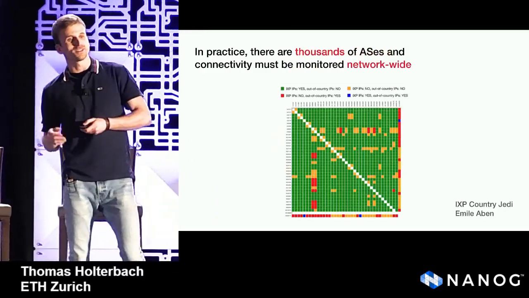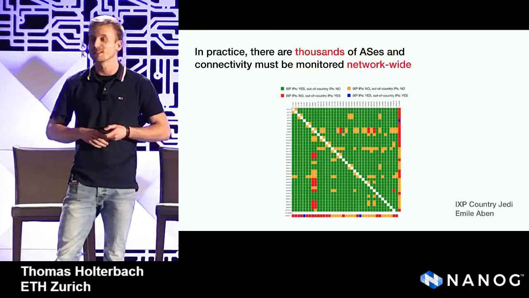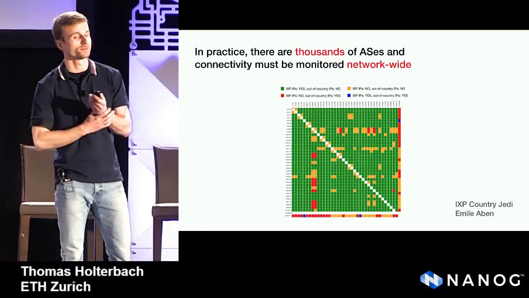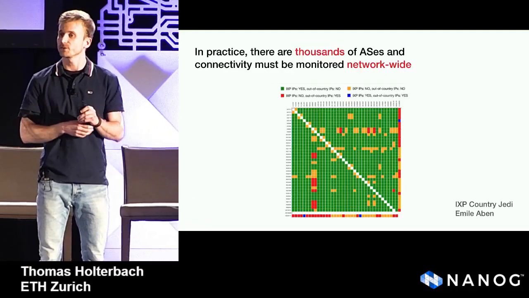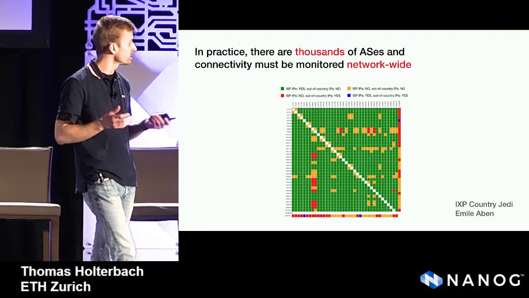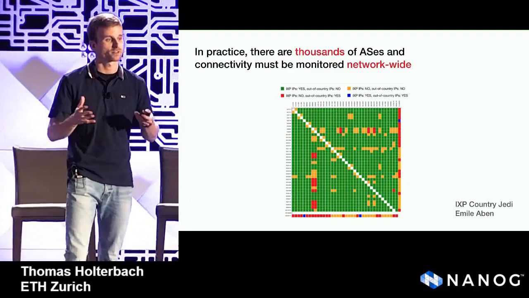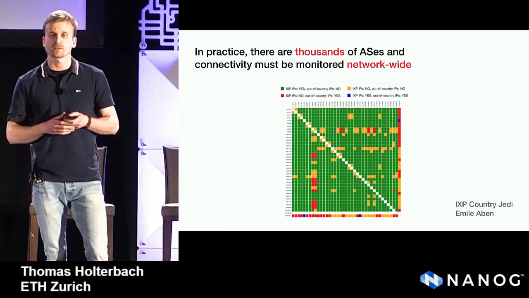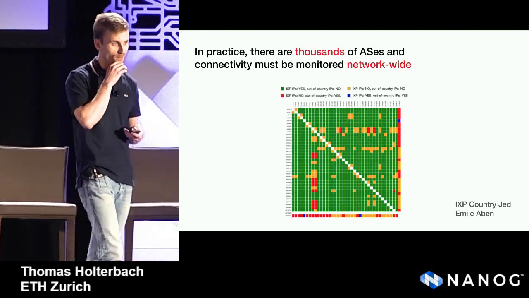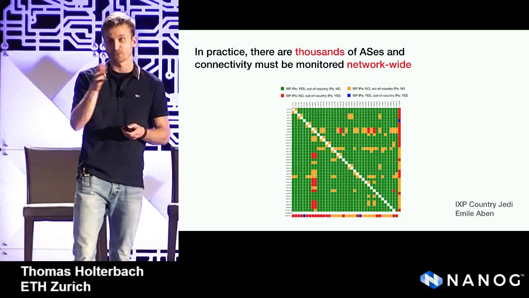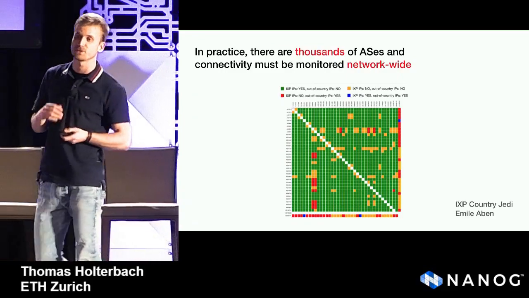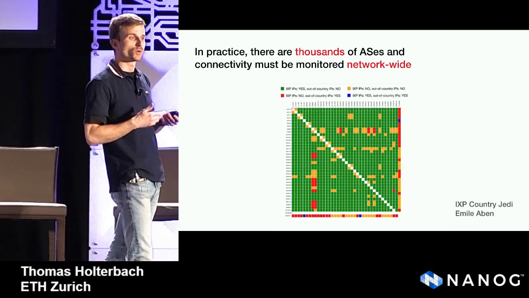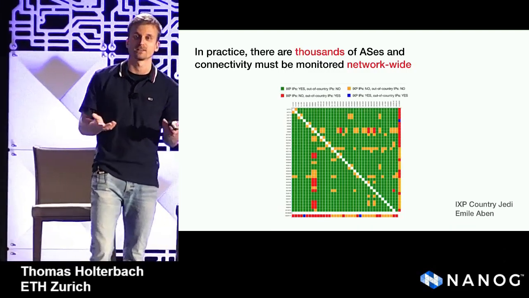In practice, also, there are thousands of ASes, and connectivity must be monitored network-wide. So there are a lot of tools that have been designed to help network operators to monitor their network network-wide. So for instance, this is a sort of connectivity matrix, which indicates the paths that are used between two different points. And there are a lot of tools like this. I'm sure that amongst you, maybe some of you actually work for companies who develop such kind of visualization tools. But this is something that, when you're a student, you don't really realize when you are just playing with a few devices in a small lab.